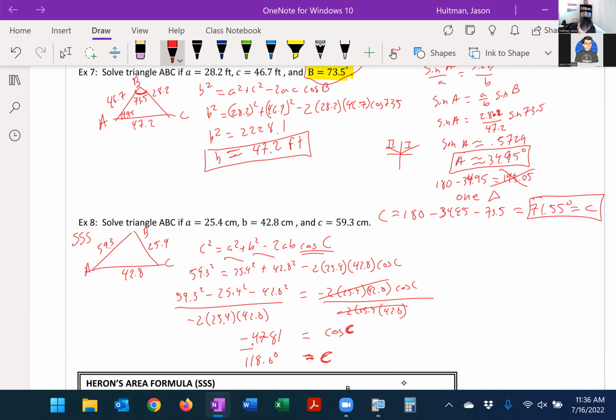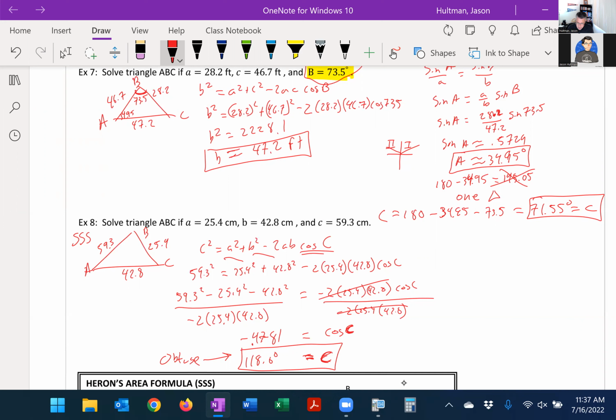118.6 degrees is angle C. Now that we have an angle and a side pair, also, this angle is obtuse. Notice that. That's an obtuse angle, which means there's only one triangle here. Okay, and angle C is the obtuse angle.